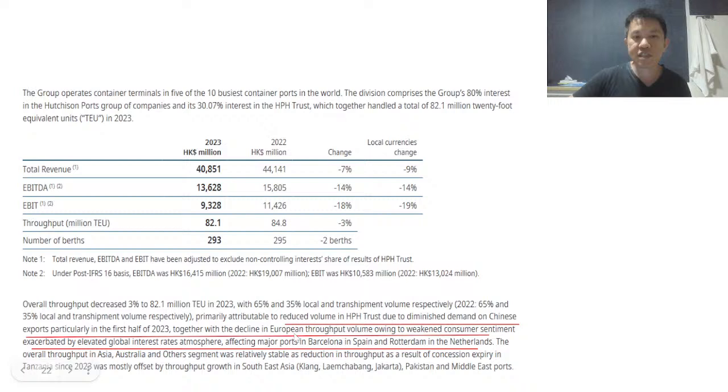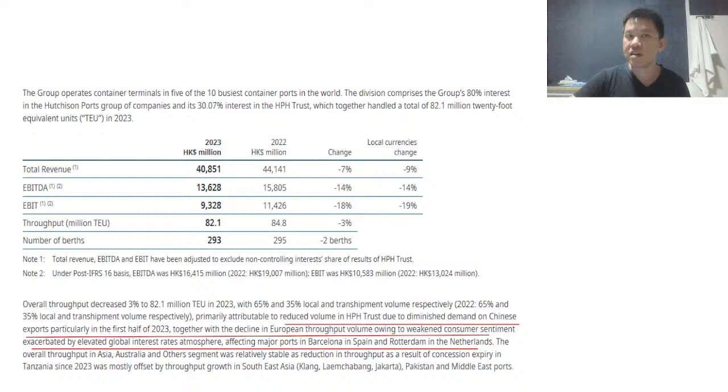Together with the decline in European throughput volume, meaning the port volume when they bring in and bring out the goods, owing to weakened consumer sentiments exacerbated by the elevated global interest rate atmosphere. The Eurozone is facing a high interest rate environment. You see countries like Germany, Spain, Netherlands, a lot of them, the economy is already in recession. So the demand is very weak. They consume less goods, so the port volume also declines. So Europe and China, the export and import declined. That's why the results were bad for the ports.